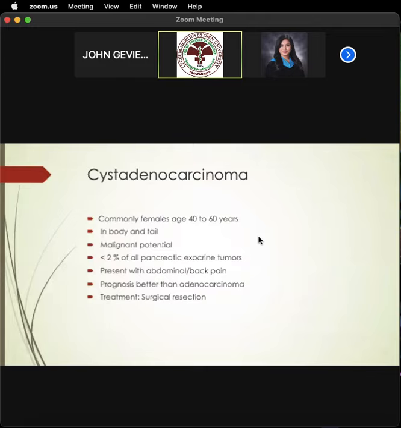Okay, the next malignant tumor of the pancreas is cystadenocarcinoma. Okay, it comprises less than 2% of all pancreatic exocrine tumors. Also presents with abdominal pain. It has a better prognosis than adenocarcinoma. Same thing, since it is located in the body and tail, we could perform surgical resection by distal pancreatectomy, okay, leaving the pancreatic head. So it's more common in the body and tail.